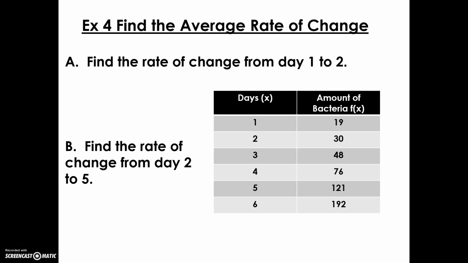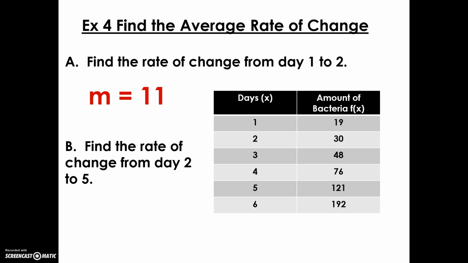Well, when my X value is 1, what is my Y value? That's right, you guessed it, it's 19. And then when my X value is 2, what is my Y value? Right, again, it is 30. So if we were to find the rate of change, we are going to do 30 minus 19 over 2 minus 1, which will give us 11.